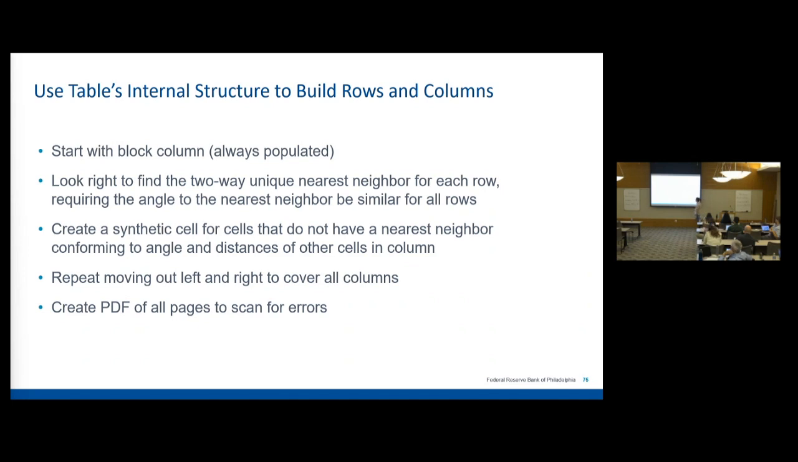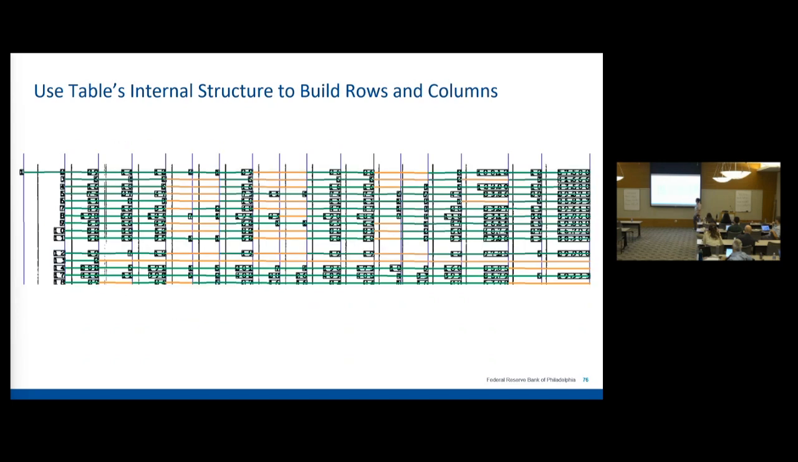And that will also let us create a synthetic cell for cells that are empty, or maybe we didn't read any text in them, even though we should. So we won't mess up our table structure, even if we had an OCR error. And then we can repeat that same process, moving left and right to cover all the columns. And ABC, as always, with the visuals that looks like this, that lets you see how you've connected your row together. And the orange there shows you where you've created a synthetic cell, and the blue where the orange connects is the point that represents that cell.